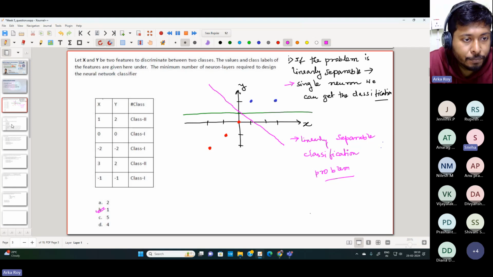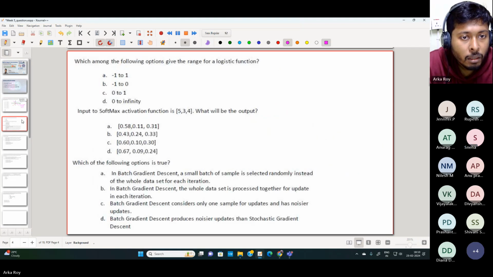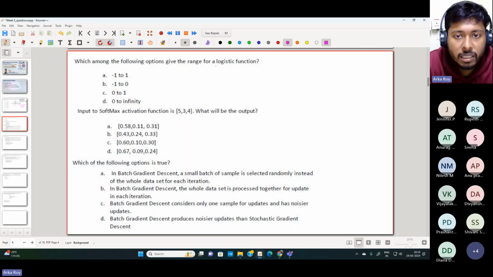Okay, so moving forward to the next question. Which of the options give the range of the logistic function? What is the shape of a logistic function? Anyone?